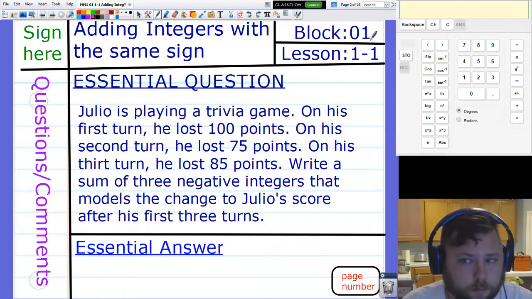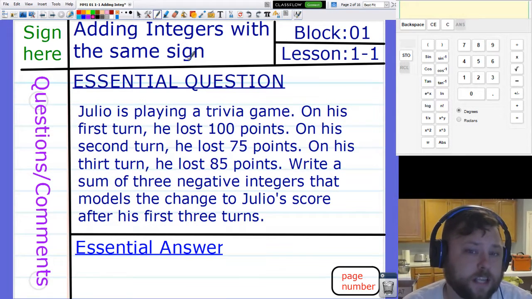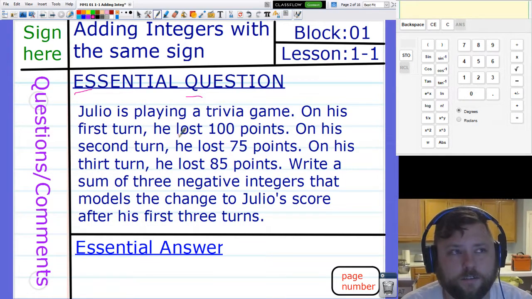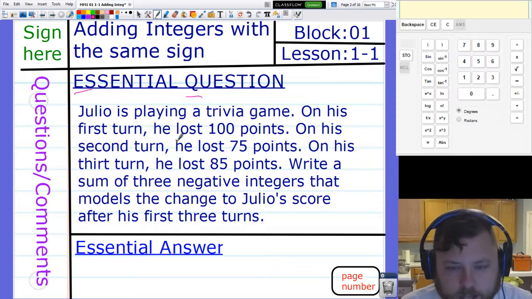So up here we have our block day. This is the first block day of school, and this is going to be lesson 1-1. The title of the lesson is Adding Integers with the Same Sign. We're always going to have something called an essential question. I call it the goal of the lesson. This is what students should be able to answer by the end of the day.